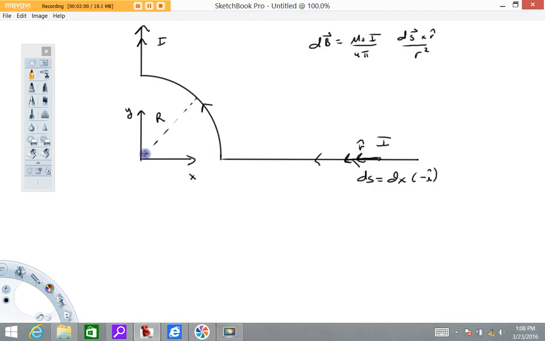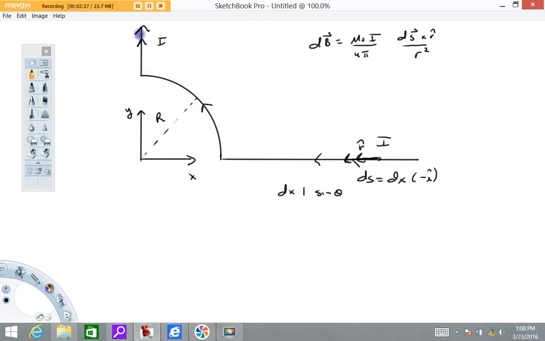If we try to use the Biot-Savart law, we're going to have mu sub 0 I over 4 pi, ds cross r hat. Now, when we do the ds cross r hat, we're going to get magnitude of ds, magnitude of r hat, sine of the angle between them, but the angle between them is 0, and the sine of 0 is 0. So the magnetic field contribution here due to this wire is 0.